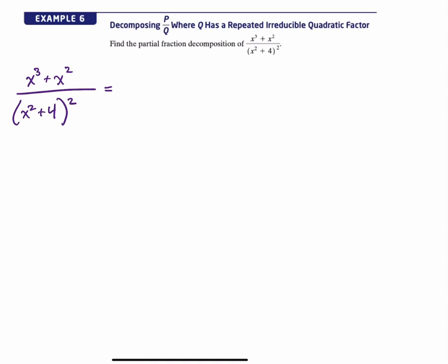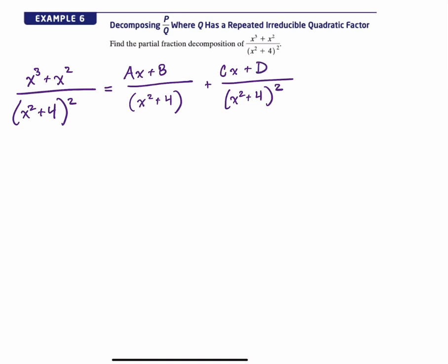So we'll just need to make a first fraction with x squared plus 4 to the first power. And then the second fraction will have x squared plus 4 to the second power. And if this was cubed, we'd have another term, or however high the power is, that's how many terms we'll have. And in our first fraction, we'll have something that looks like ax plus b. And in our second fraction, we'll have something that looks like cx plus d. So in this case, we will have 4 unknowns that we need to find.